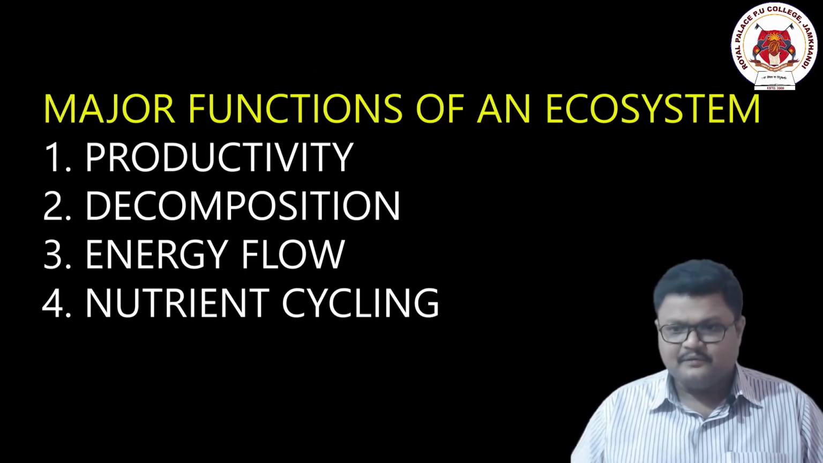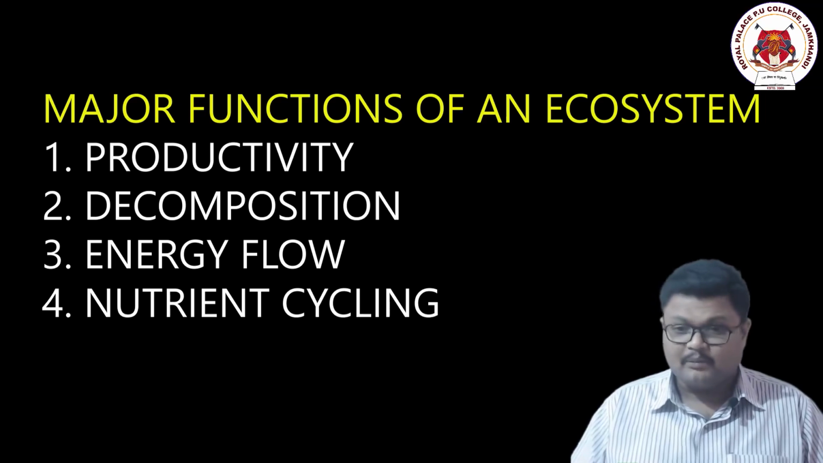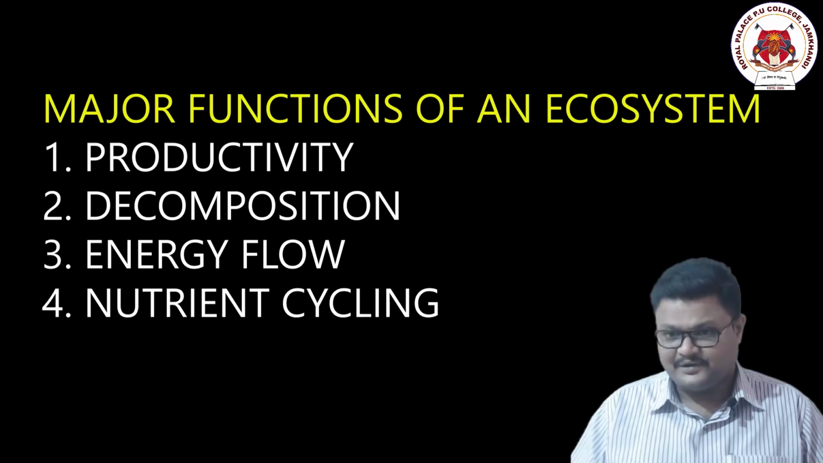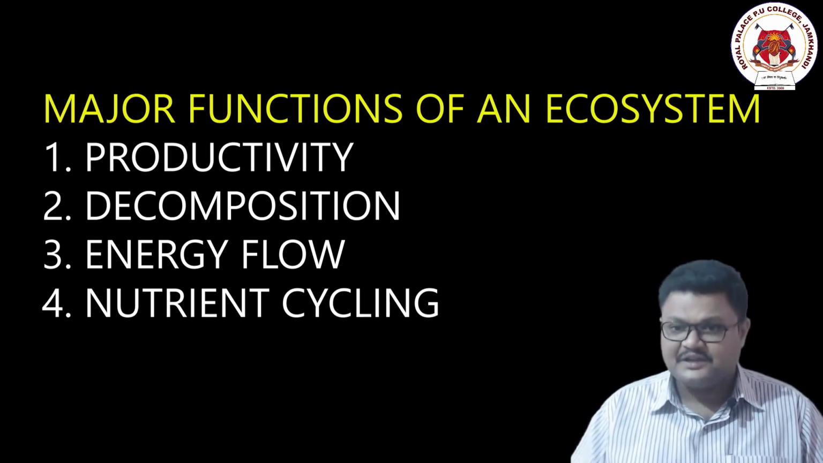I need to tell you 4 points here. These are the functional aspects of an ecosystem. Point number 1, productivity. Point number 2, decomposition. Point number 3, energy flow. And point number 4, cycling of nutrients. Remember students, these are the 4 essential, most important points of this chapter. Point number 1 is productivity, point number 2 is decomposition, point number 3 is flow of energy, and point number 4 is nutrient cycling.